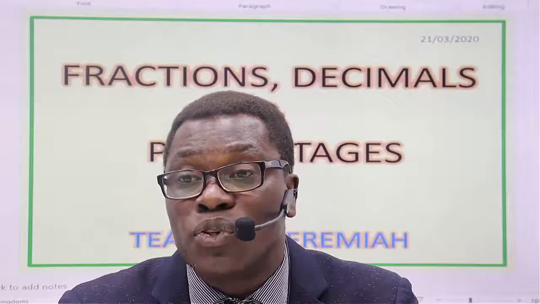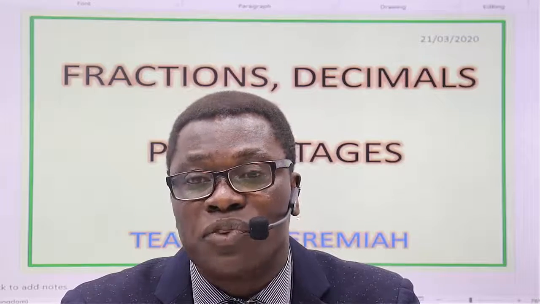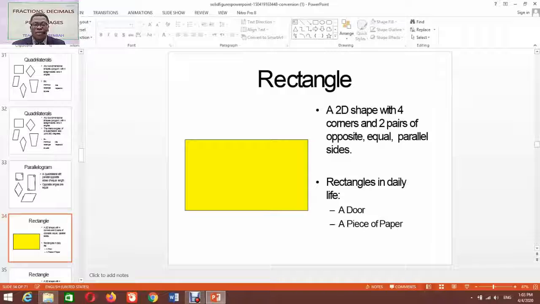Then a rectangle. The shape on the screen is a rectangle. A 2D shape with 4 corners and 2 pairs of opposite, equal and parallel sides. Rectangles in our daily life, we see them as a door and we also see them as a piece of paper.